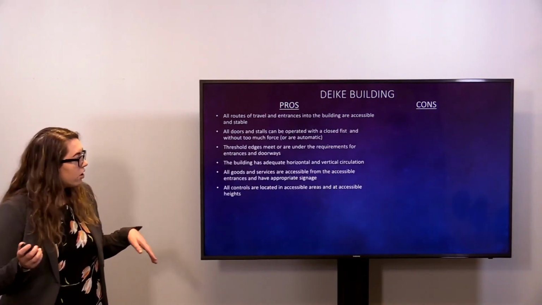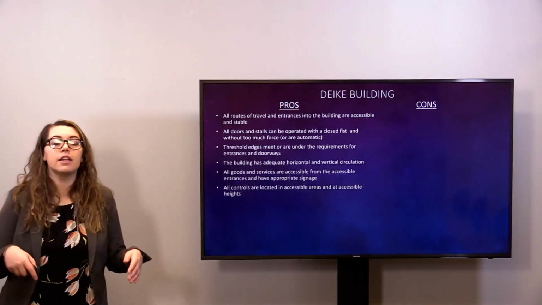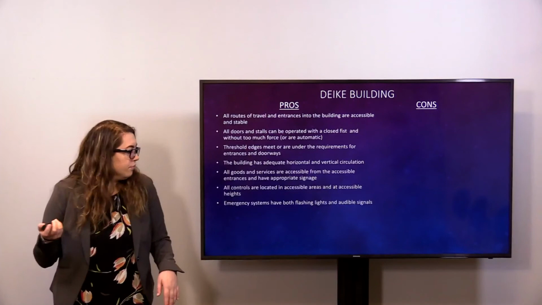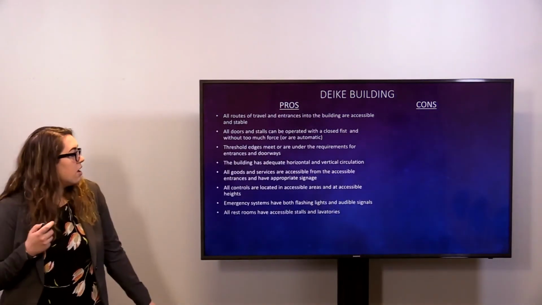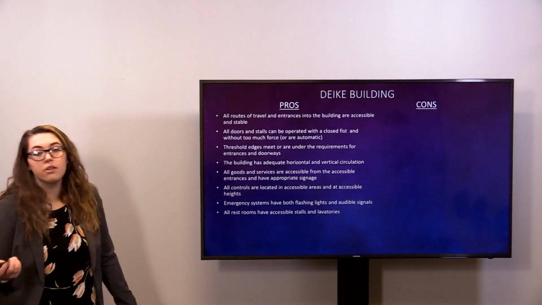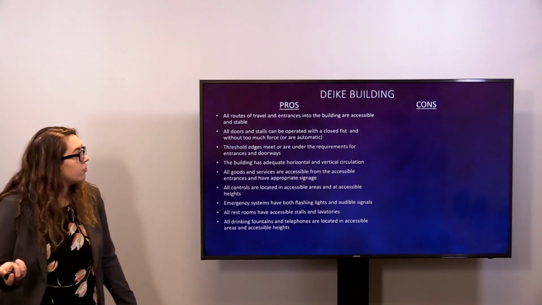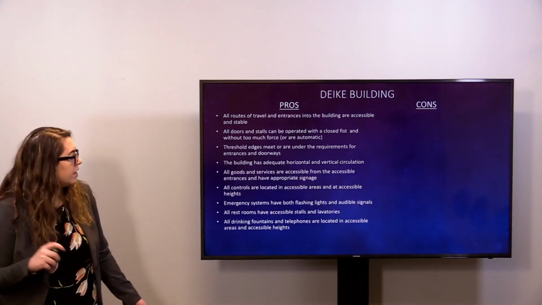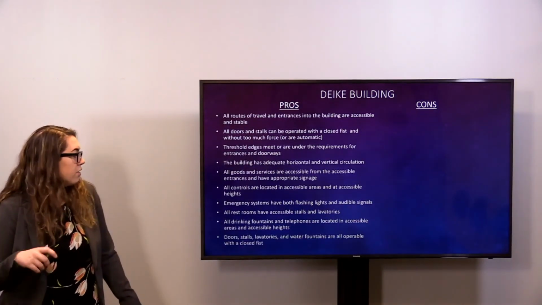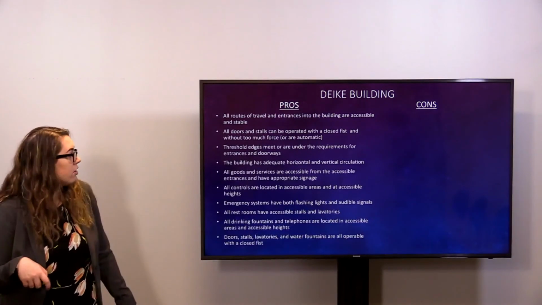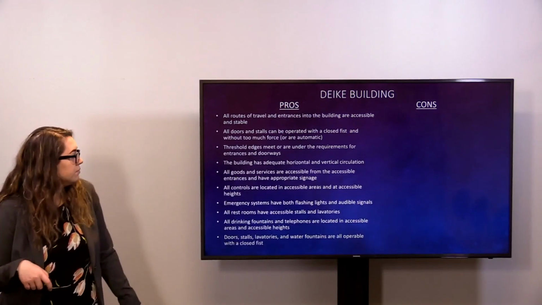The controls are all located in accessible areas and at accessible heights. Emergency systems have both flashing lights and audible signals. All restrooms have accessible stalls and lavatories. All drinking fountains and telephones are located at accessible areas and accessible heights. And finally, doors, stalls, lavatories, and water fountains are all operable with a closed fist.